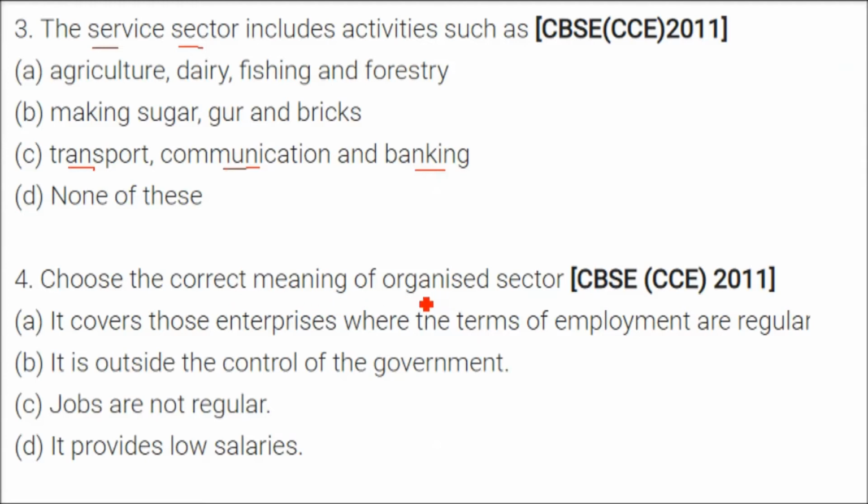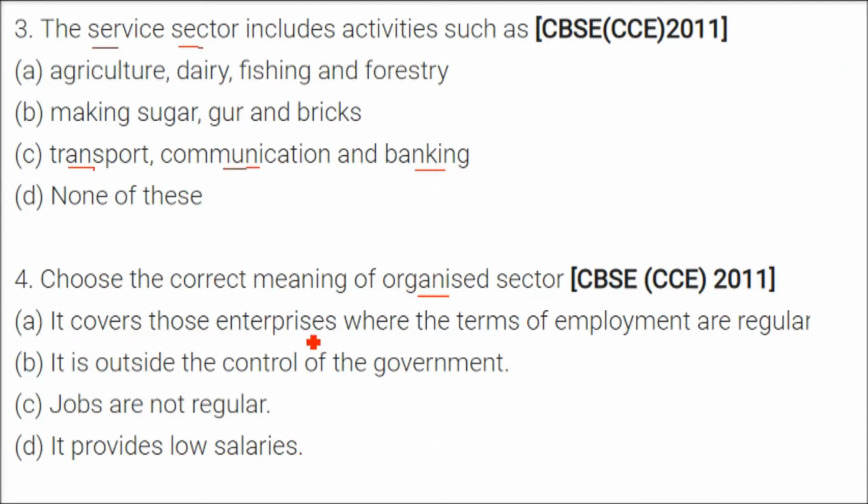Choose the correct meaning of organized sector. There are two sectors, organized and unorganized. Organized means the rules and regulations of the government are followed. In unorganized, generally not. So what is the answer here?